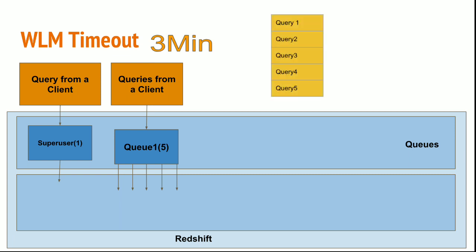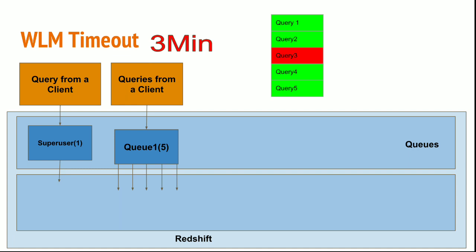Here you can see I have given a timeout of 3 minutes. Now I am running 5 queries. There are one or 2 queries which are running for so long. In this case, my query number 3 is stuck, whereas the other queries ran successfully. This query is running for more than 3 minutes.